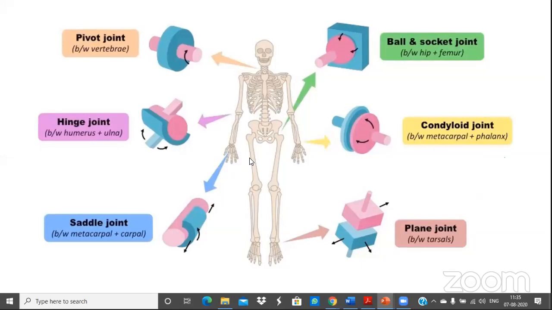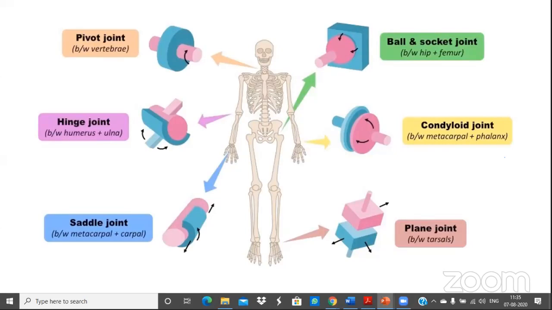Right, there are different types of synovial joint. Look at this classification. There is a major classification: fibrous joint, cartilaginous joint, and synovial joint. Those are the major classification. But this classification is under the synovial joint only. Synovial joint is a freely movable joint, with a wide range of movements possible in that particular articulation site.